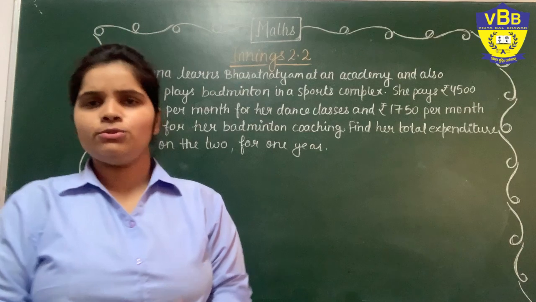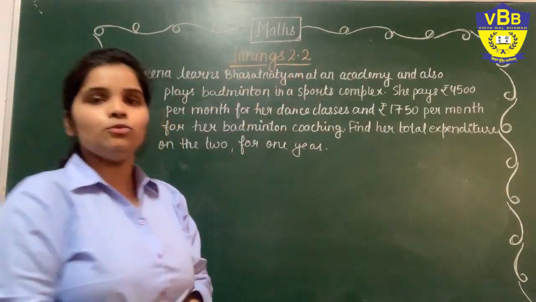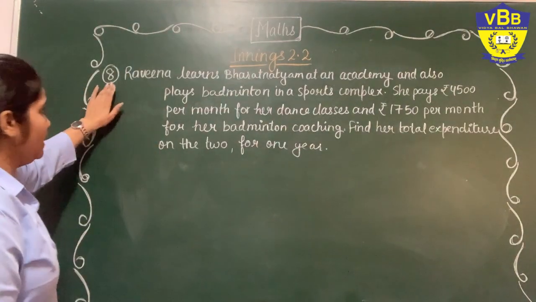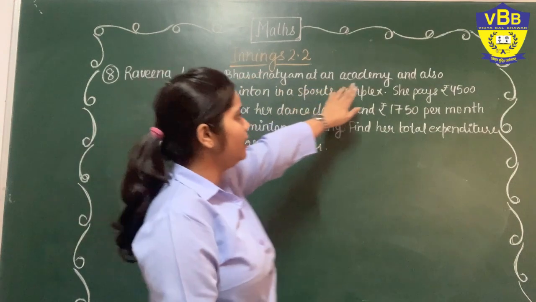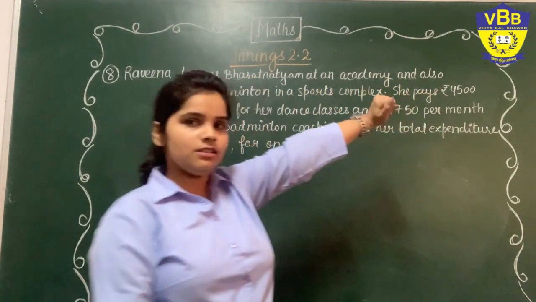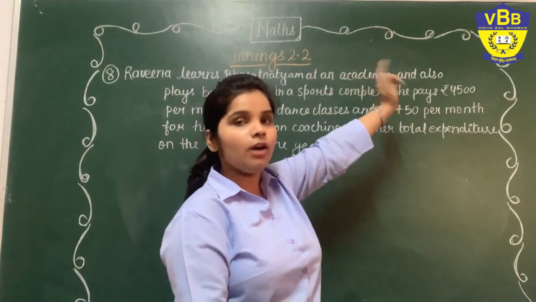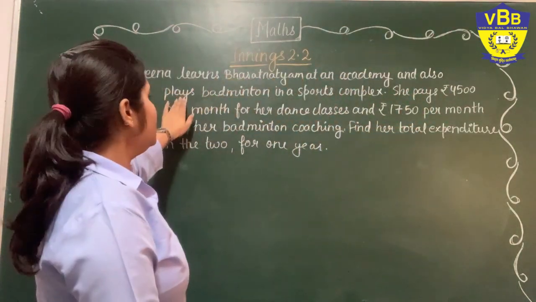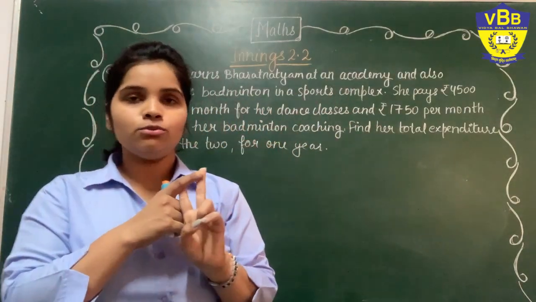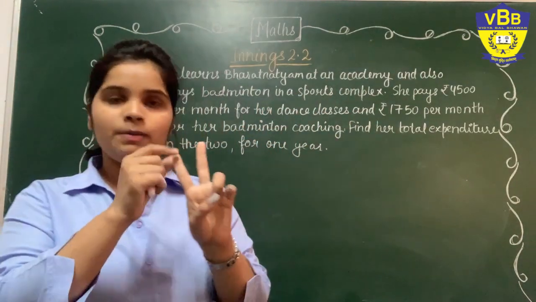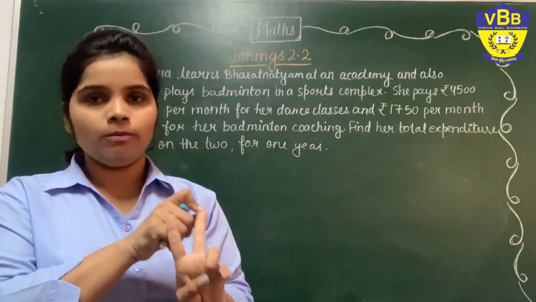Now let us do some questions from exercise 2.2. Question number 8: Ravina learns Bharatnatyam at an academy. Ravina is a student. She is learning Bharatnatyam at an academy, and also she is playing badminton in a sports complex. She is doing two activities: Bharatnatyam dance classes and badminton coaching in a sports complex.